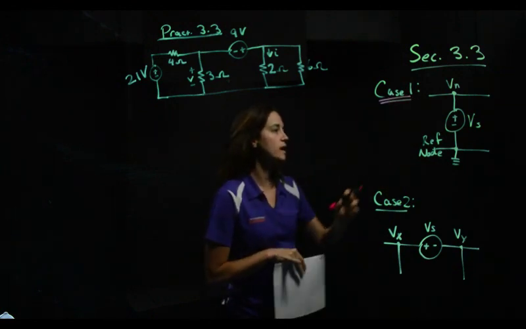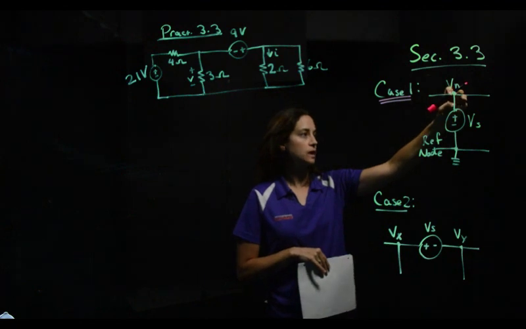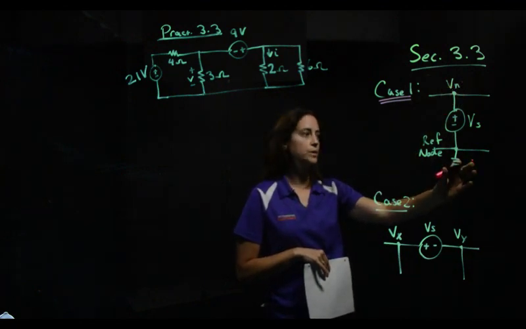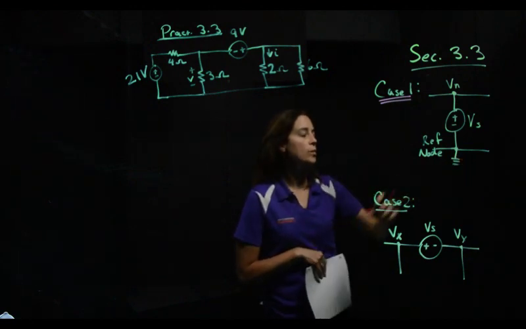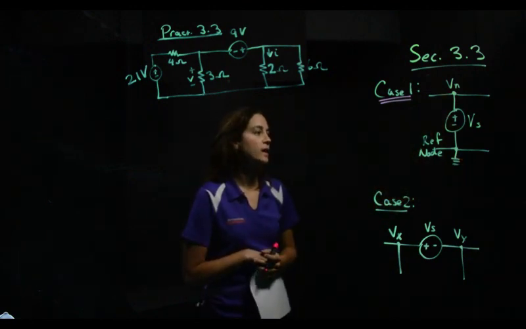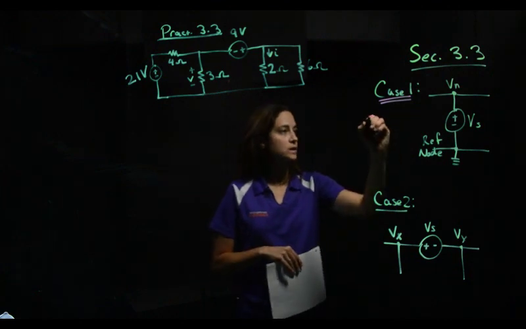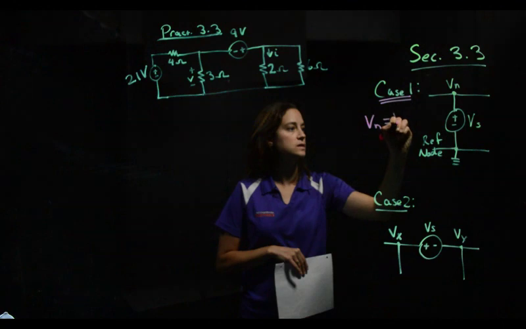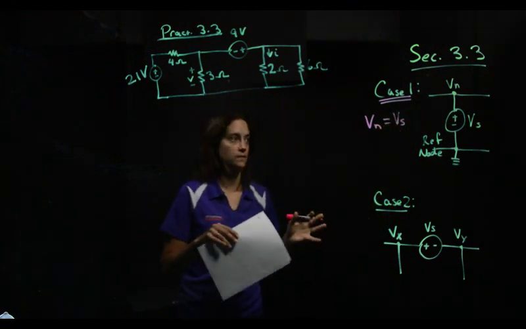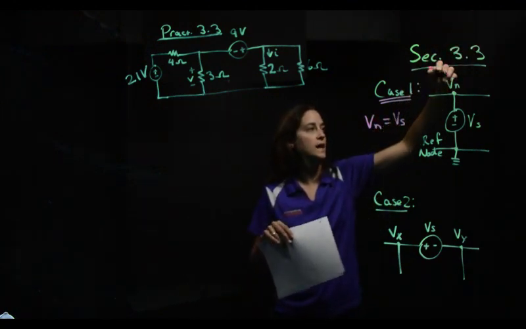In this one, we have our node here, and we have our reference node here. So this is a non-reference node and our reference node, ground. We have a voltage source between those two. In that case, it's very easy. All we need to do is write that Vn is equal to Vs. Done. It doesn't matter what else is connected here, okay?